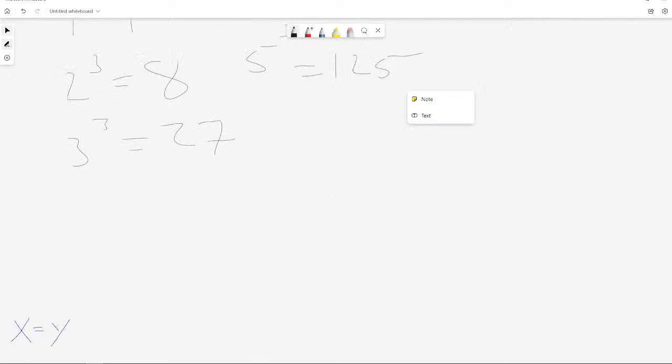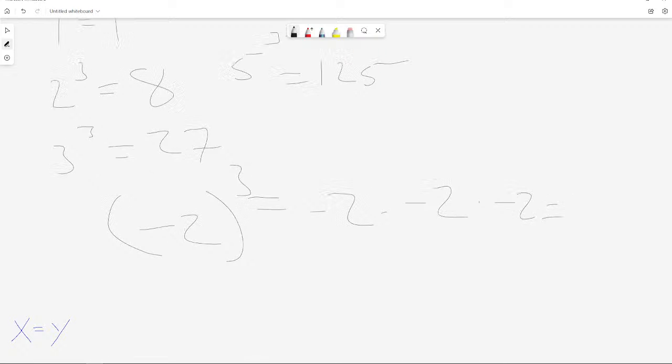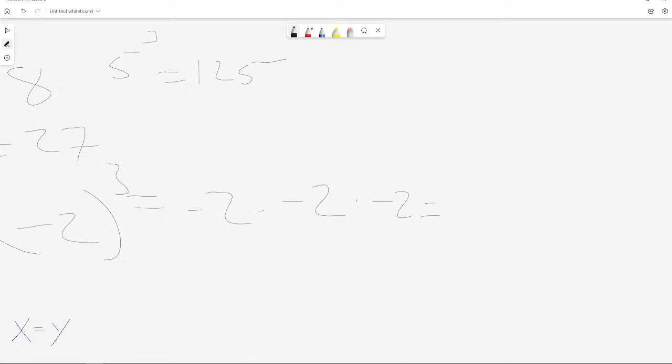So for instance, if you had negative 2 in parentheses cubed, you would have negative 2 times negative 2 times negative 2. That's going to equal negative 8. Remember, negative times negative is positive. Now it's times negative again, so back to negative.